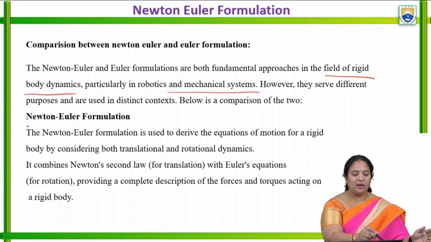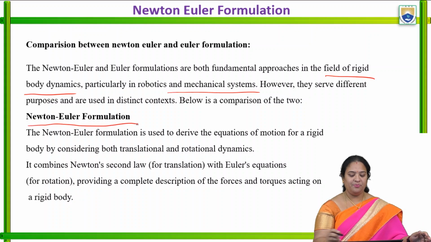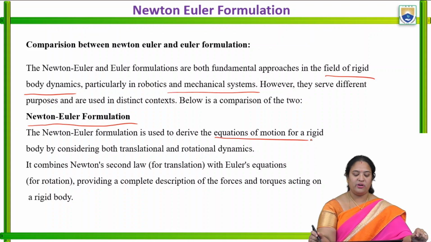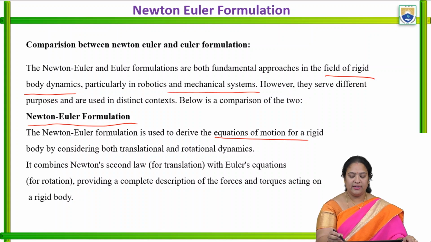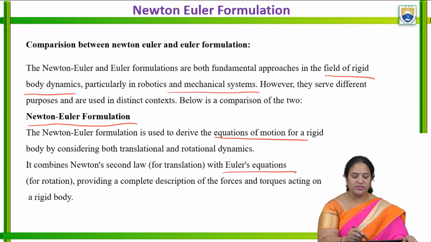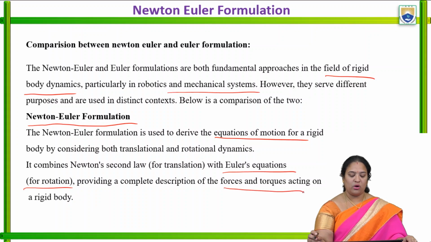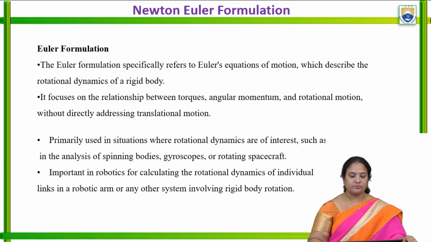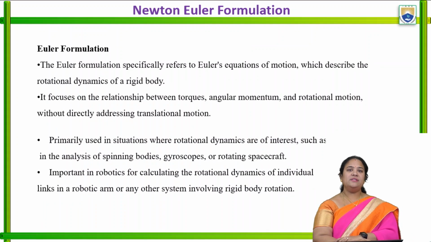And when we come across the Newton-Euler formulation, it is used to derive the equation of motion for a rigid body, as we have already discussed. Right? Whereas Euler's equation is used for rotation, that is, in order to find the force and torque acting on the rigid body. Right? So what is this Euler formulation?